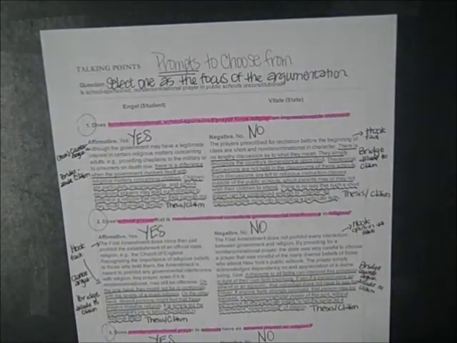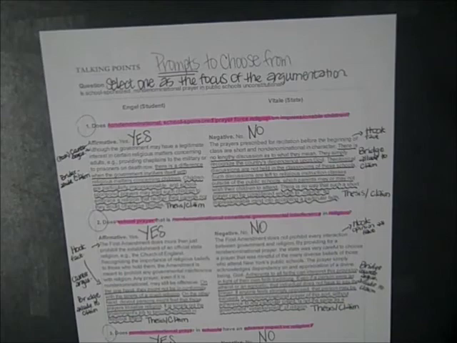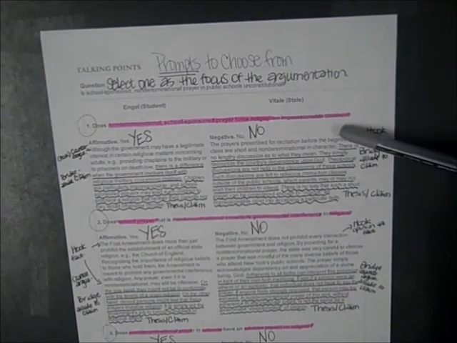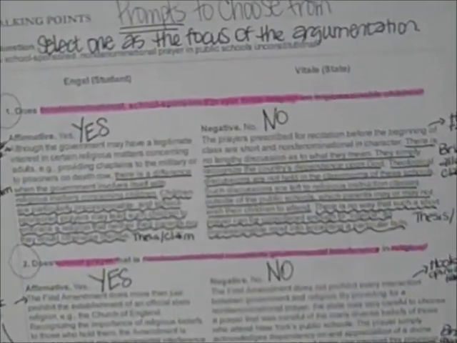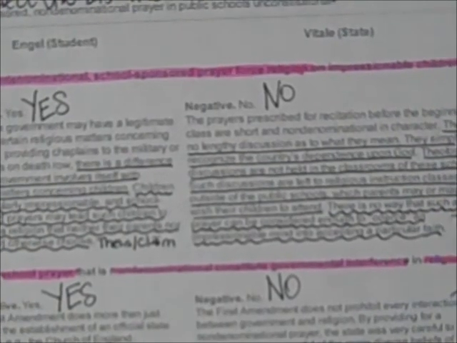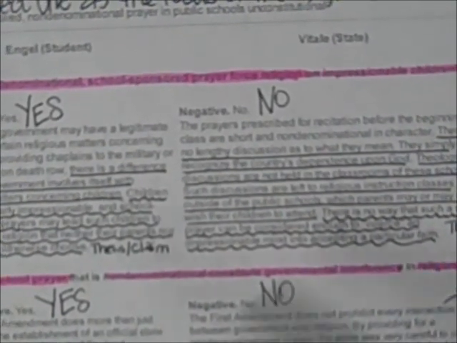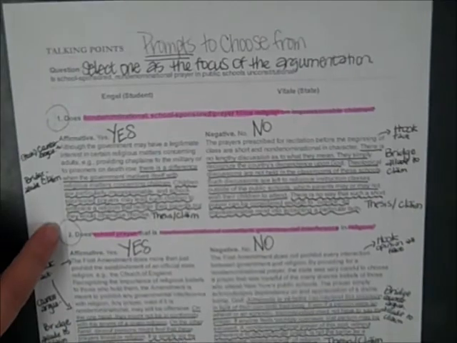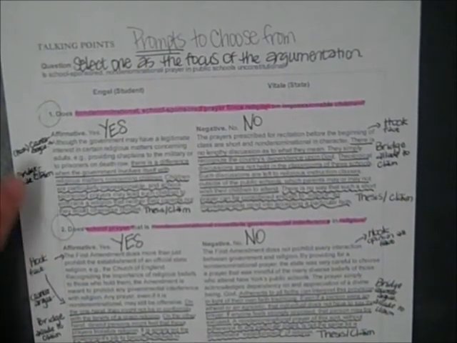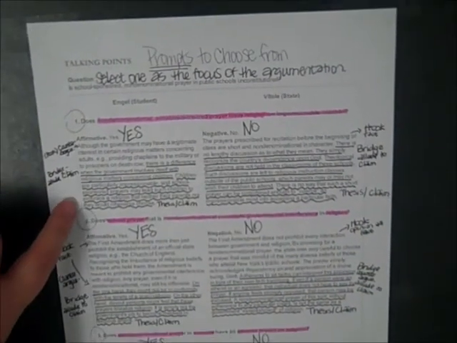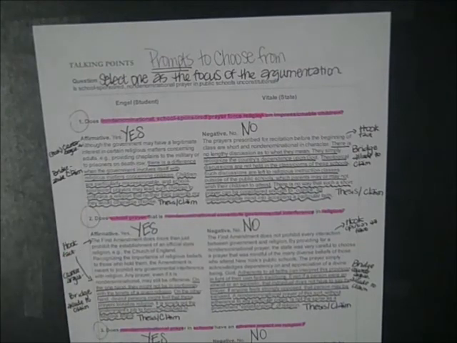These are where you're going to get your prompts. And you have 4 different ones. You have, does non-denominational school-sponsored prayer force religion on impressionable children? That's topic 1. Notice we have gone through and taken apart their claims and identified the hook, the bridge, the thesis, and the claim. You will need to do this.